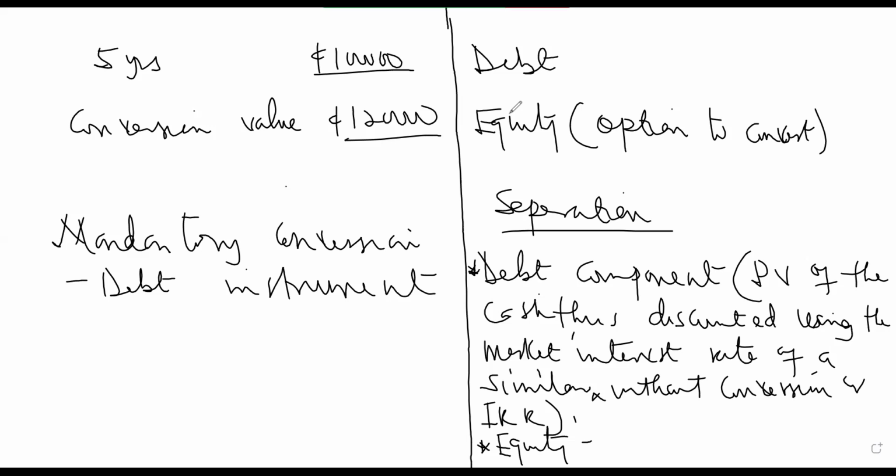What are the cash flows? You'll be paying interest on the debt. Those are the cash flows, and you'll be redeeming this particular debt component at the end of the year. All those things you discount, and you have what we call the present value of all the cash flows.